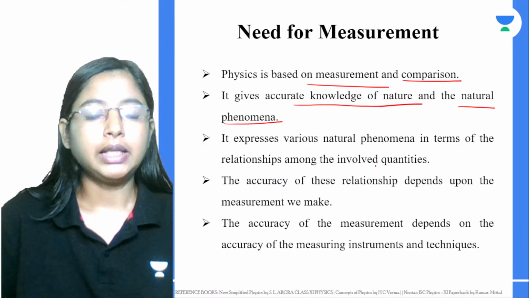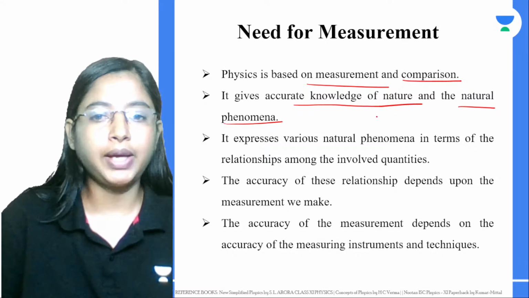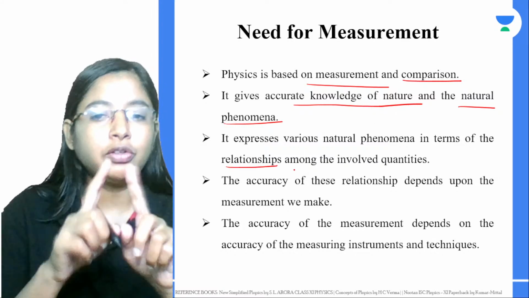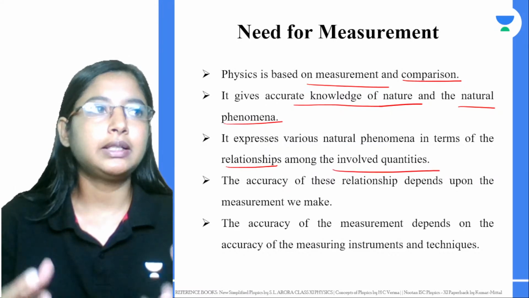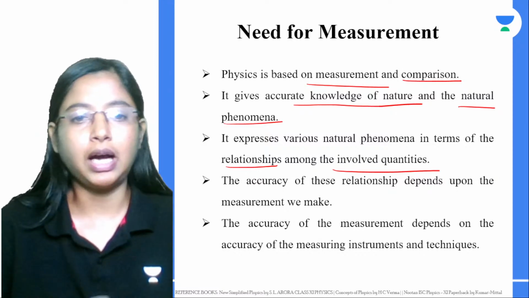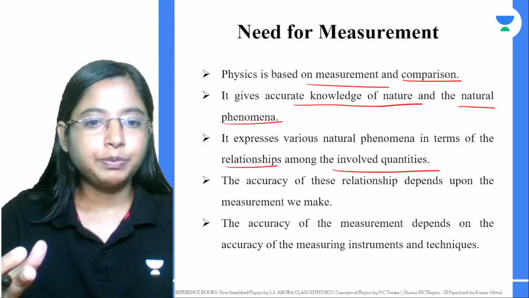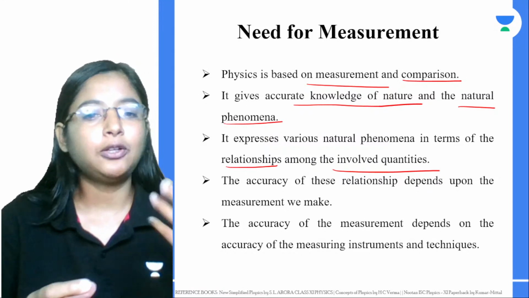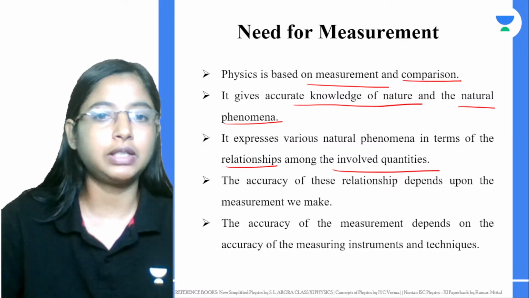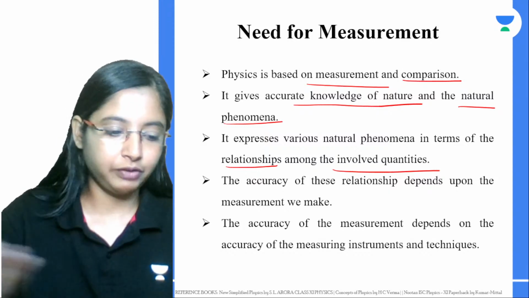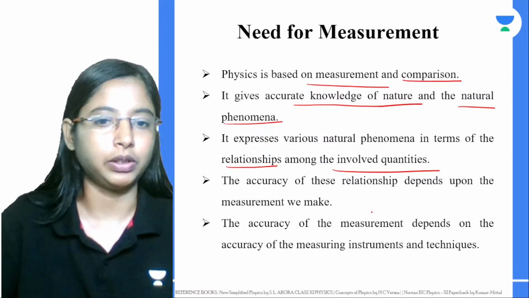Now whenever you want to express any of these natural phenomena, you express them in terms of relationships among the quantities involved. Let's say the speed of a particular car is around 5 meters per second. Now how do we express speed or velocity? We give it as distance traveled divided by time. Speed again will be distance traveled by time. So you give a particular quantity in terms of its relationship with another quantity.